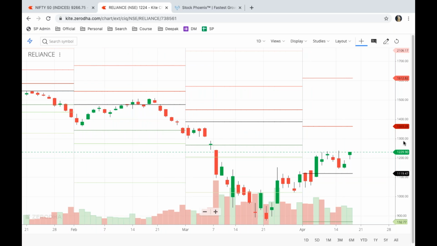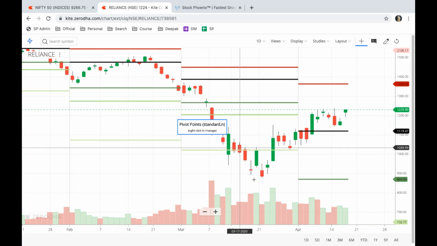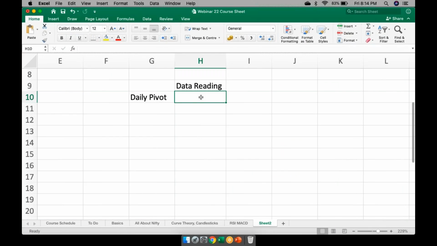So this black line alone is called the pivot point. Now pivot will change for different time frames. That means when you see a daily pivot, it is the average of last month's high, low, and close. For a daily pivot, the data reading will be monthly data.